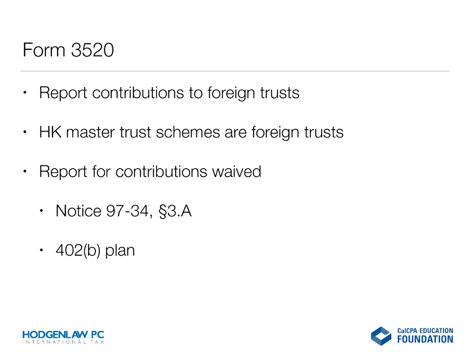Now let's look at this form called Form 3520. Form 3520 is a form used to report relationships with foreign trusts. One of the reporting requirements is that if a U.S. person contributes assets to a foreign trust, he has to file Form 3520 to report the contribution. And Hong Kong master trust schemes are foreign trusts. The IRS waived the reporting requirements, specifically for a 402B plan, so you do not have to worry about Form 3520 for contributions to these plans.